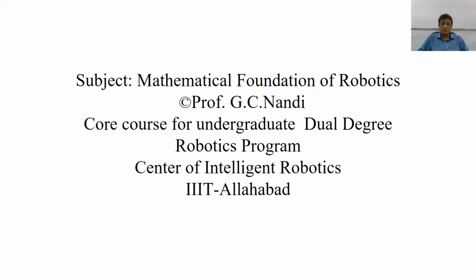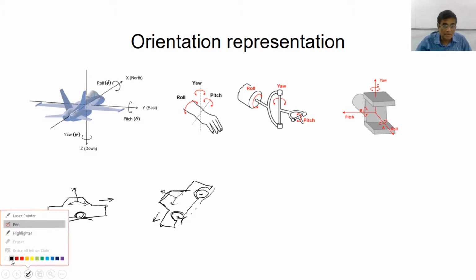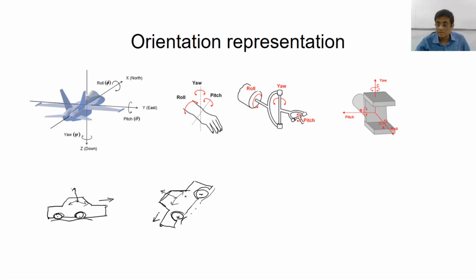Today we're going to discuss orientation representation. Orientation representation is very non-intuitive, and that's why it is troublesome to apprehend what is going on. Okay, so let us try to understand. But orientation representation is needed, otherwise we cannot control various devices.